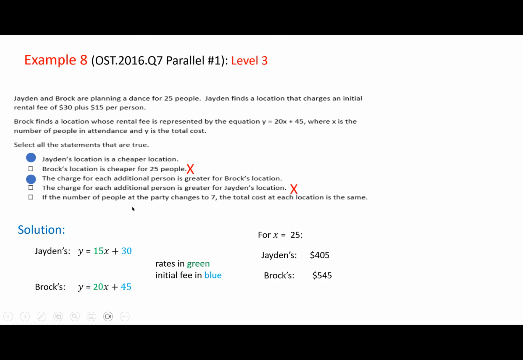If the number of people at the party changes to 7, the total cost at each location is the same. So let's see how much it costs for 7 people. And are they the same? No. Okay, that's it.